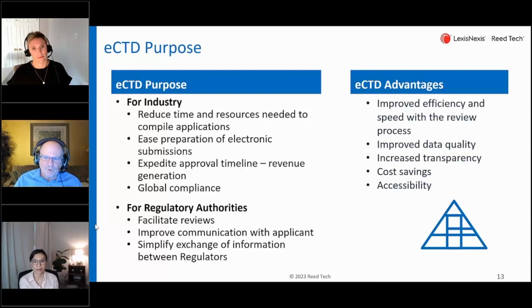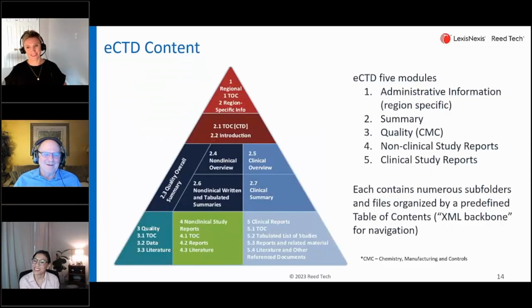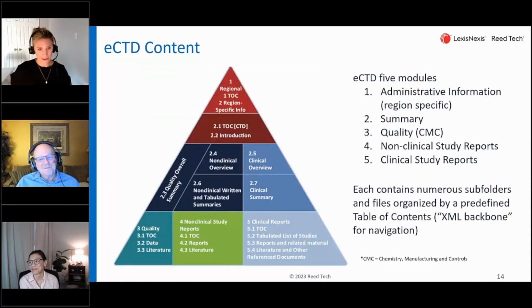All right, well, I see this little triangle, and it appears everywhere. Whenever you start to see any information about eCTD, you see a triangle. Wendy and Adrian, help me out here. Let's figure out what's inside that triangle. Yeah, so this is a pretty popular triangle if you've done any research into eCTD at all.